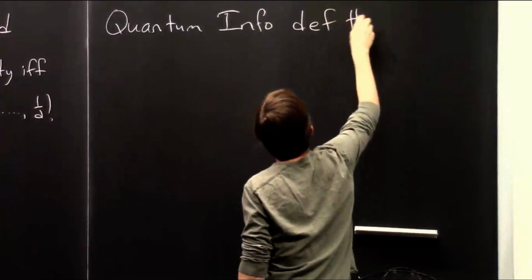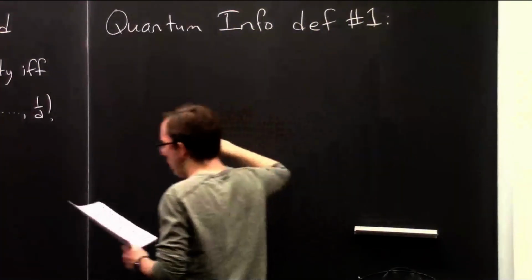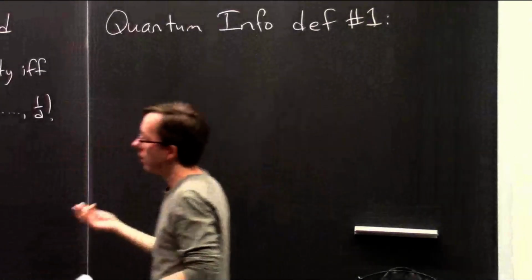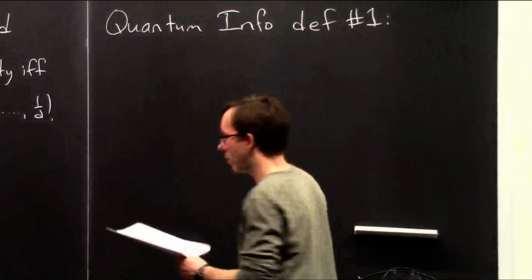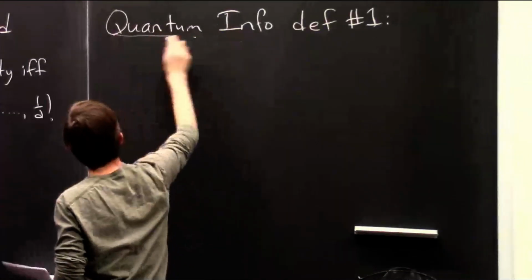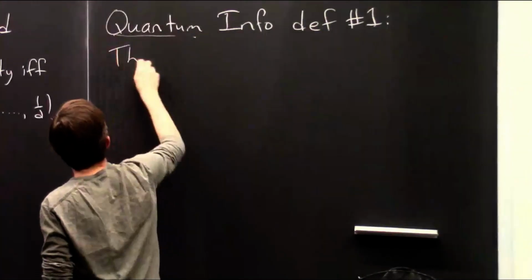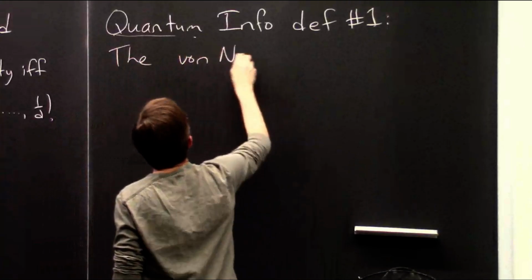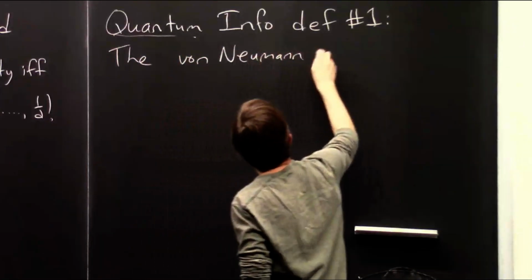It's the same definition. But we want to have the entropy of a quantum random source. In other words, a mixed state. This notion was introduced by von Neumann, so it's called the von Neumann entropy.